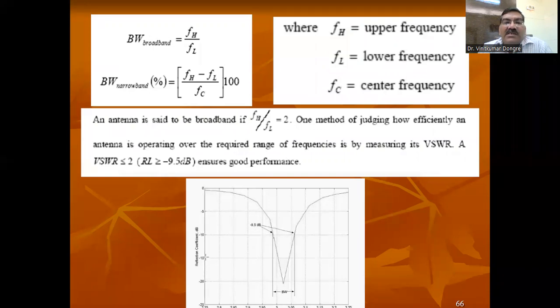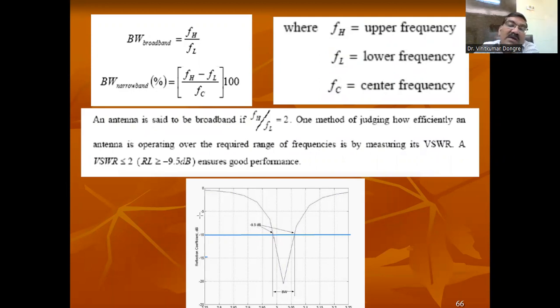You can see this line. This one is 10 dB. This line is projected this way, so these two points are taken. This is the lower bandwidth, and this is the higher bandwidth. Accordingly, you can nominate here. Generally 9.5 dB is taken as the standard, but practically it takes 10 dB. For practical purposes, minus 10 dB.